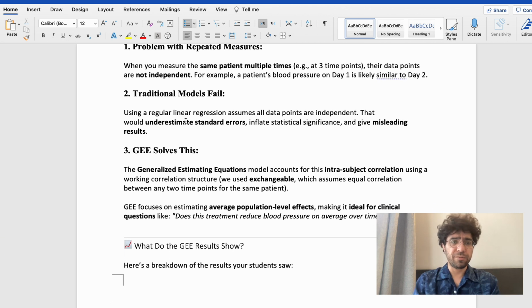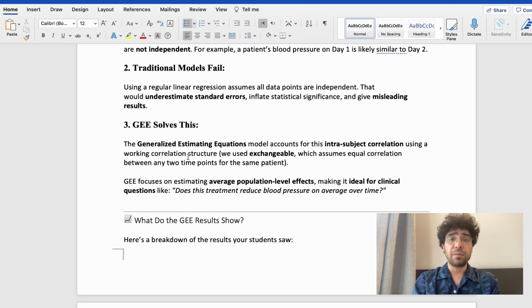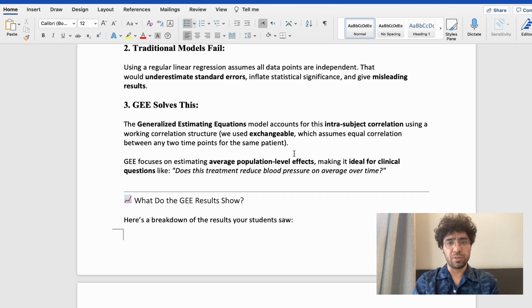Traditional model failing if we want to interpret the results. Using a regular linear regression assumes all data points are independent. That would underestimate the standard error, which inflates the statistical significance and gives misleading results. GEE solves this. The GEE model accounts for the intra-subject correlation using a working correlation structure.